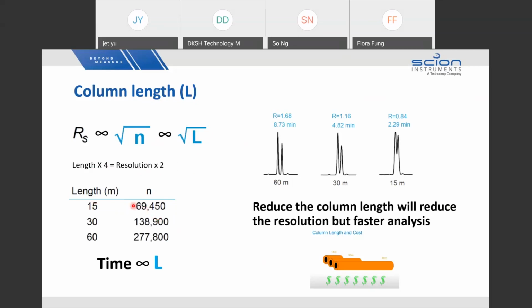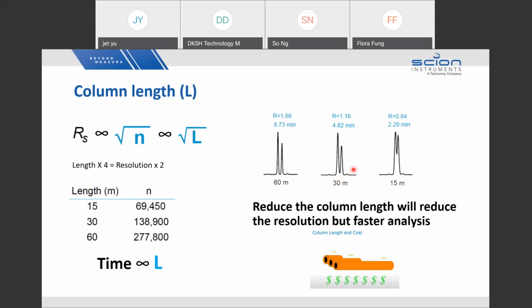All right. So look at the relationship between the length and the theoretical plate number. This is straightforward. If you increase the length, then the theoretical plate number also doubles. Look at these revised examples from 60 meters, 30 meters, 15 meters. The resolution is reduced from 1.6. Usually a resolution equal to 1 means it is baseline resolved. This is usually one of the standards we require when it comes to resolution.